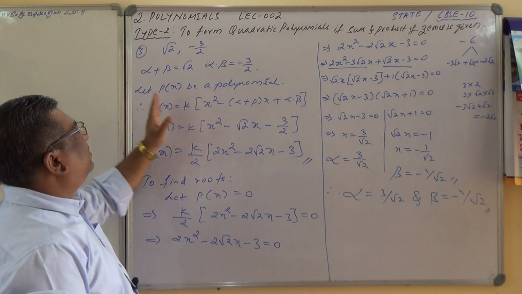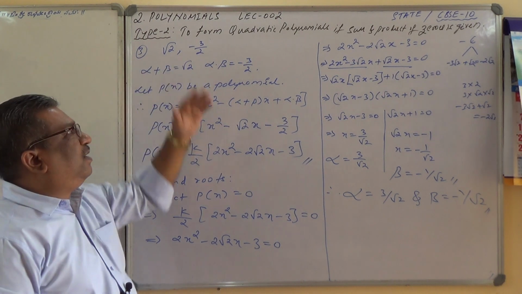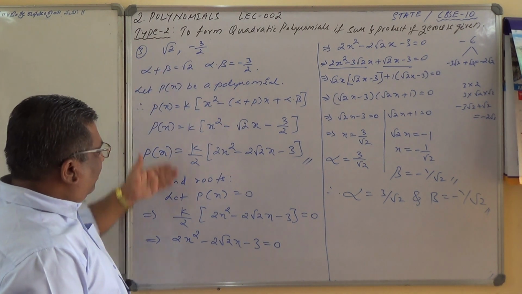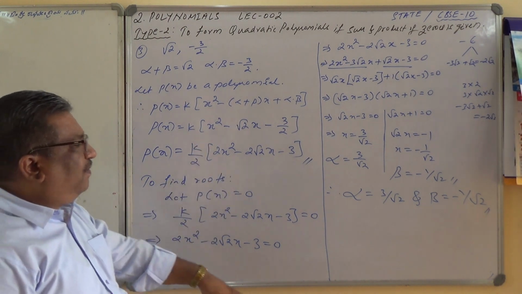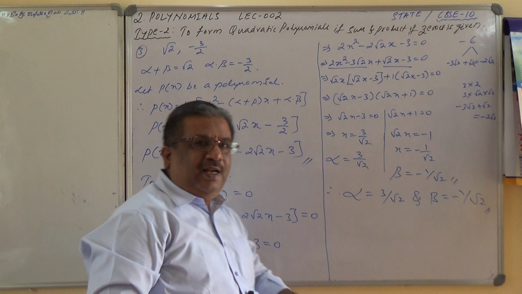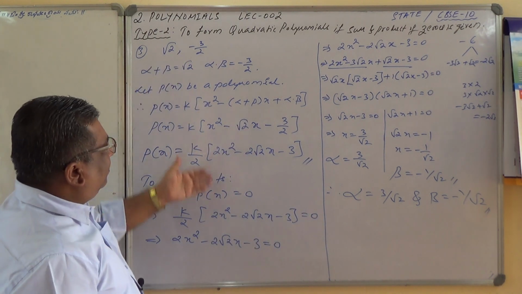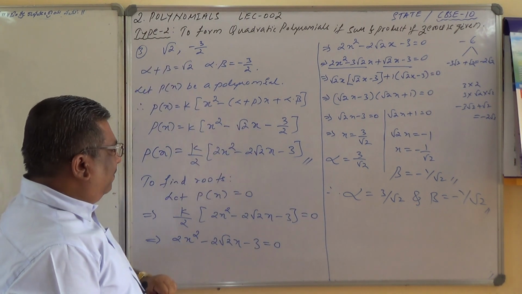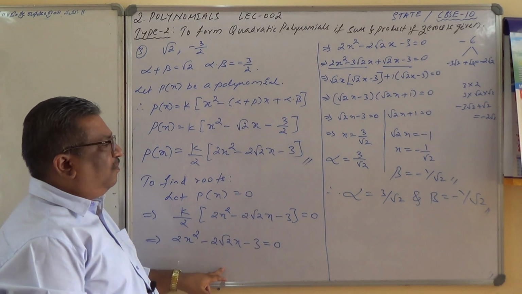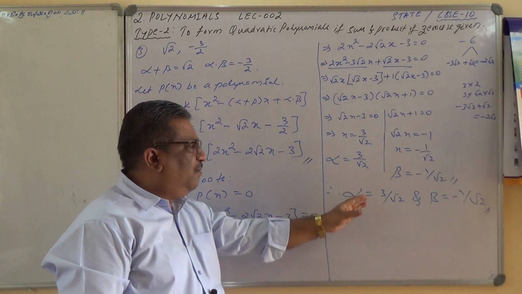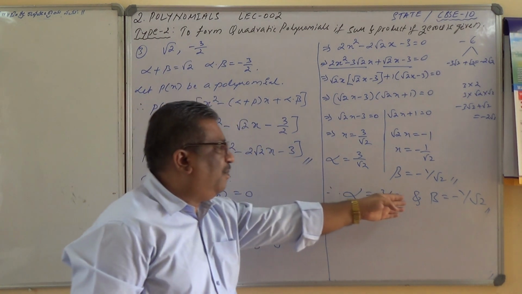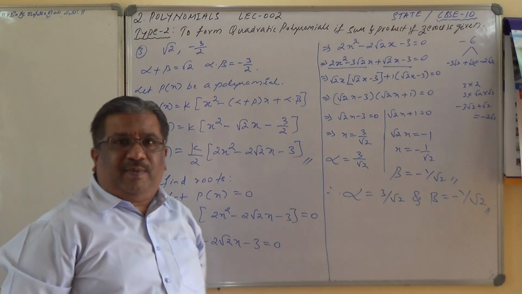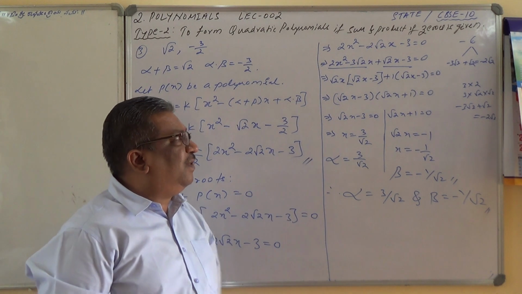What he has asked here is, he has given the sum of zeros and product of zeros, and he has asked you to form a quadratic polynomial, which I have formed over here, and also he has asked to find out the values of alpha and beta. So how did we do that one? First find out the quadratic polynomial and subject it to 0 in order to find the roots here. And therefore we got finally alpha equals this and this. If you add these two, you'll get this. If you multiply this one, you'll get minus 3 by 2, isn't it? So this is how we can find out.